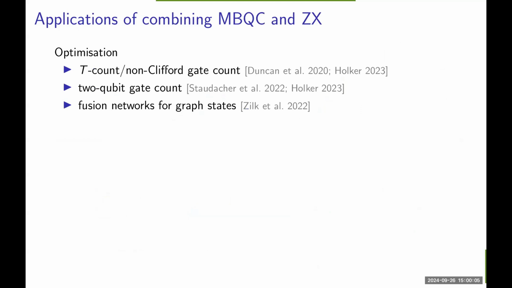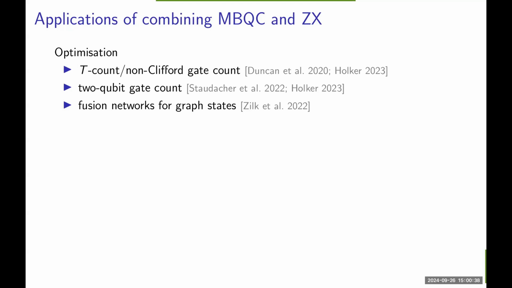There's a lot of applications to this combination of measurement-based quantum computing and the ZX calculus. So these flow-preserving rules that we just talked about can be used for optimization by expressing circuits as a ZX diagram and then treating that ZX diagram as an MBQC form diagram. We can use that to, for example, minimize the number of T-gates or other non-Clifford gates. This has also been used to reduce the number of 2-qubit gates in a circuit.